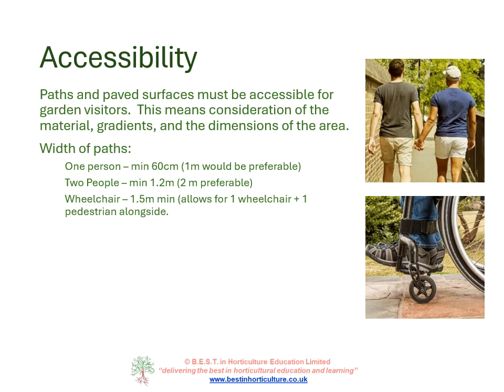Where wheelchair access might be a priority, a 1.5 metre wide path is the minimum, and this allows for a wheelchair plus 1 pedestrian alongside. Again, where space permits, we could go wider than this to make it more accessible.